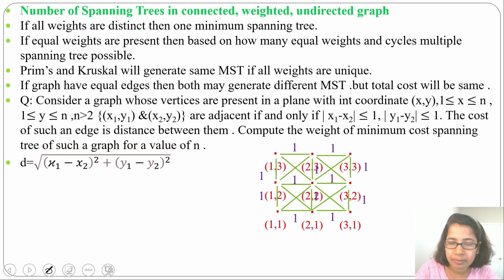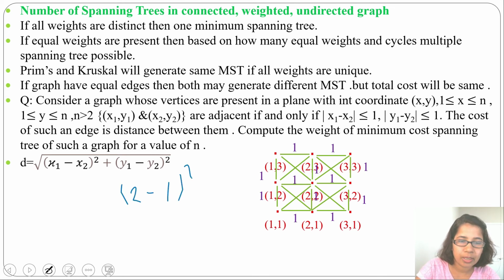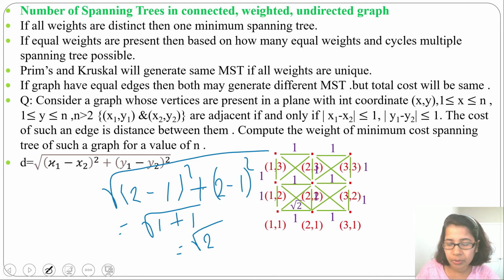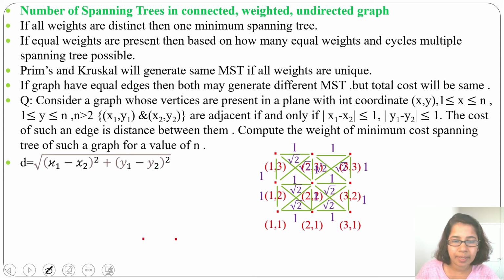Next we'll find weight for the cross edges. Now 1,1 and 2,2: square root of (2 minus 1) whole square plus (2 minus 1) whole square. 2 minus 1 is 1, square is 1, plus 2 minus 1 is 1, square is 1. So it's square root of 1 plus 1, square root of 2. So here weight will be root 2. For all the diagonal edges, weight will be root 2.